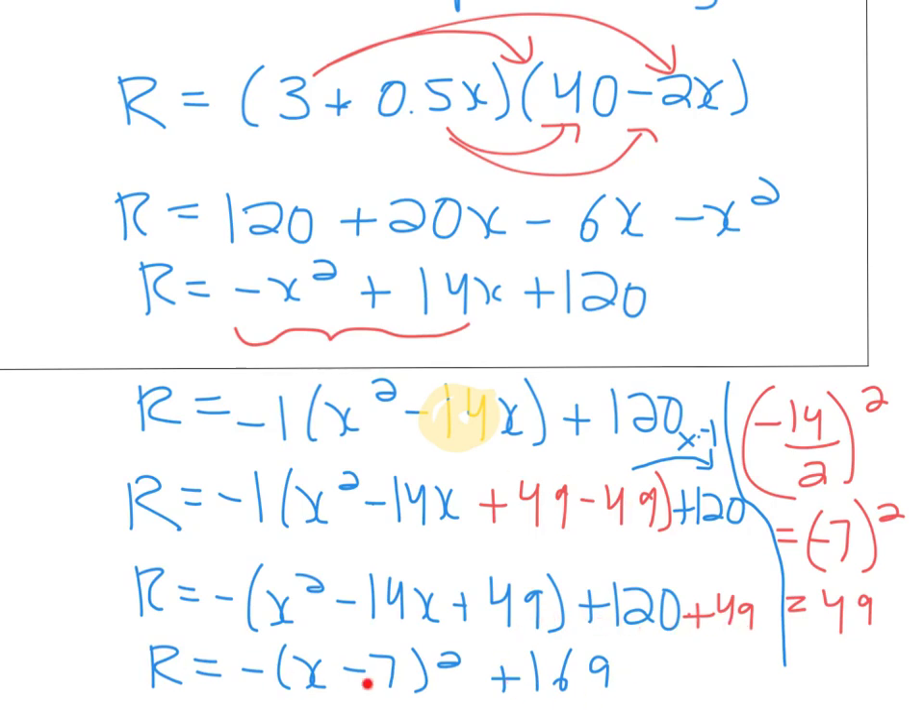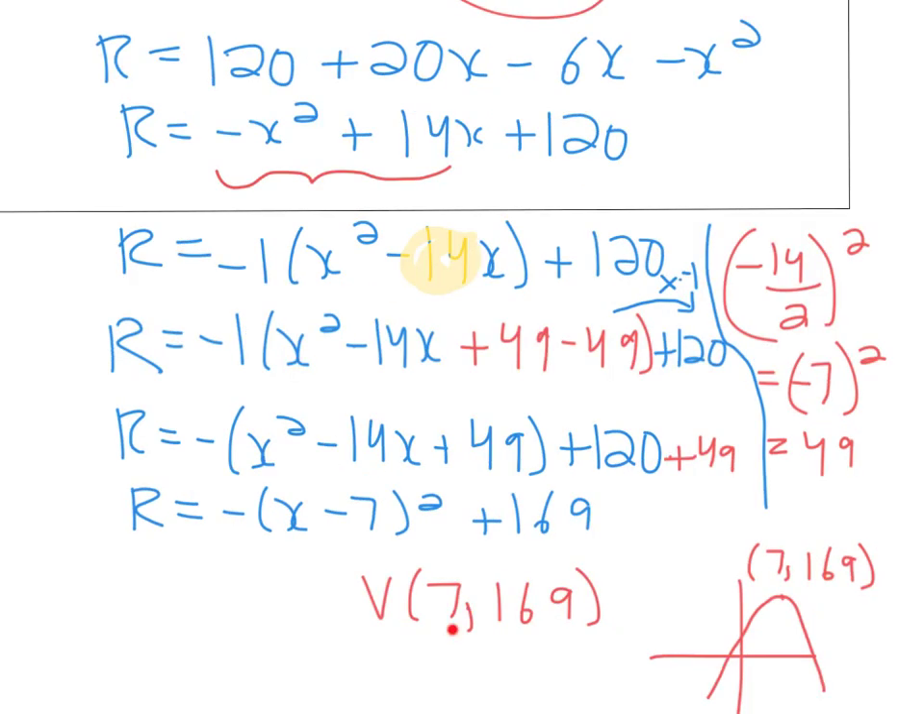So now I have completed the square, so I can identify the vertex, which is 7, 169. So here's a quick sketch. I know my parabola opens down because the a value is negative. So this value is a maximum, this vertex, which is good because we were asked to maximize the revenue.